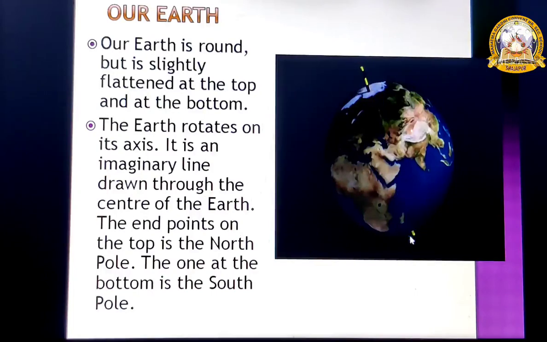This axis is an imaginary line drawn through the center of the earth. The end point on the top is the North Pole and at the bottom is the South Pole. This point is the South Pole and this point is known as the North Pole.